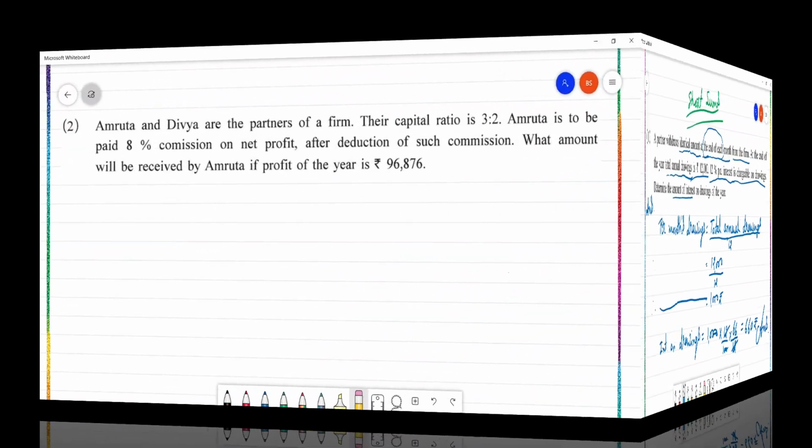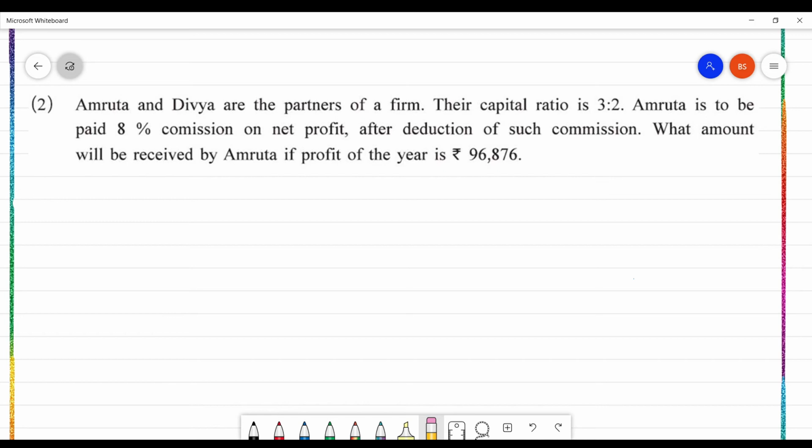Let's start the second sum. First, we will read the sum. Amruta and Divya are the partners of a firm. Their capital ratio is 3:2. Amruta is to be paid 8% commission on net profit after deduction of such commission. Remember that here it is written after deduction of such commission. What amount will be received by Amruta if the profit of the year is 96,876?